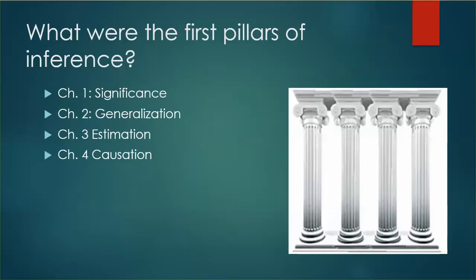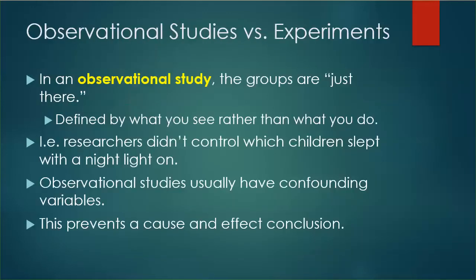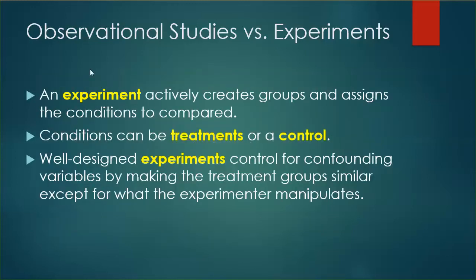And what we would like to do is to move past that. We'd like to be able to design studies that actually get at cause and effect. So contrast that with an experiment. In an experiment, you actively create groups and you assign the conditions to be compared. Conditions can be set as treatments or a control. So in the nightlight example, you could have a young child sleeping with a nightlight on. Maybe that would be the treatment, and the control would be to sleep in the dark.